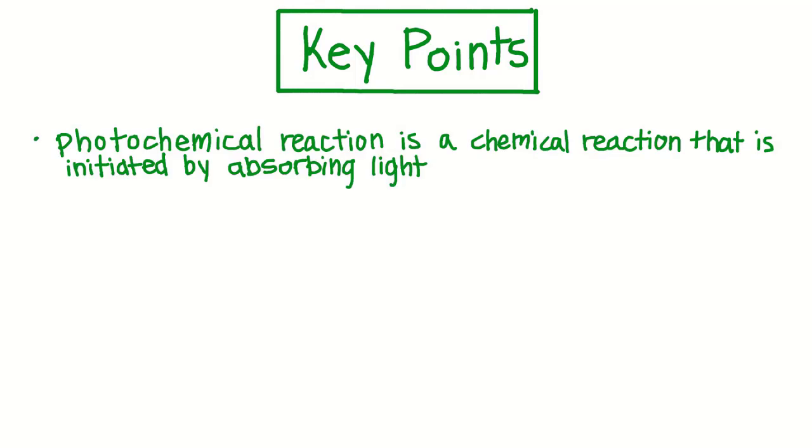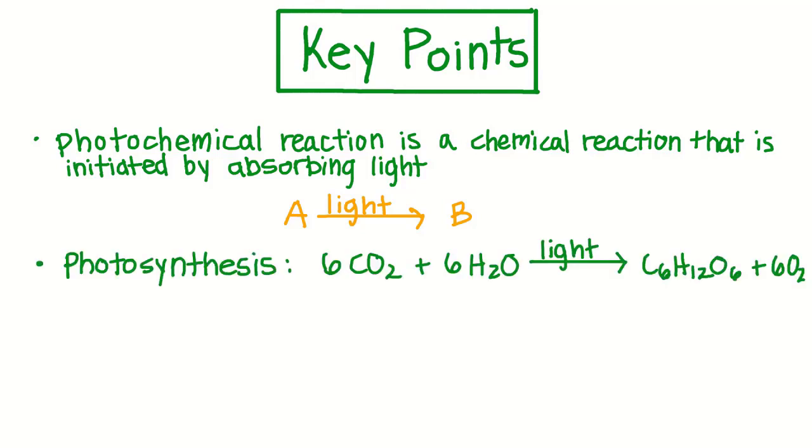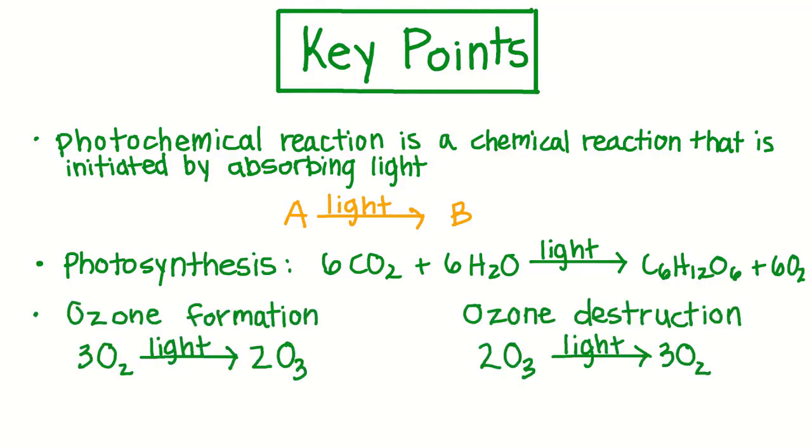Now let's summarize what we learned in this video with the key points. A photochemical reaction is a chemical reaction that's initiated by absorbing light. A photochemical reaction will have light written above the reaction arrow in a chemical equation. One common example of a photochemical reaction is the process of photosynthesis that plants use to create food, as well as the formation and the destruction of ozone in Earth's upper atmosphere.